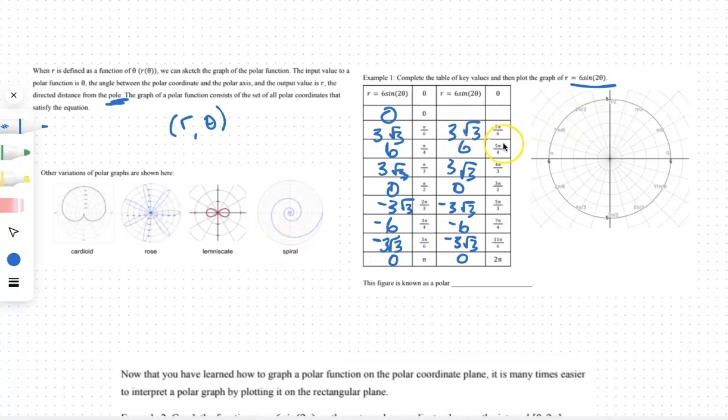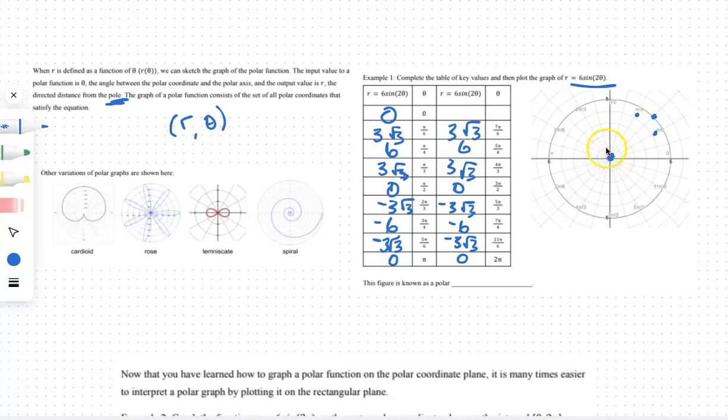So let's go ahead and plot the points. The first point is the point 0, 0. So at angle 0, I have an r value of 0. That is on the pole. Then at pi over 6, which is right here, I have 3 times the square root of 3, which is about 3 times 1.7, so about 5.1. That'll put me about right here. And then at pi over 4, I pop out to 6. At pi over 3, I go back to 3 rad 3. And at pi over 2, I come back down here to 0.